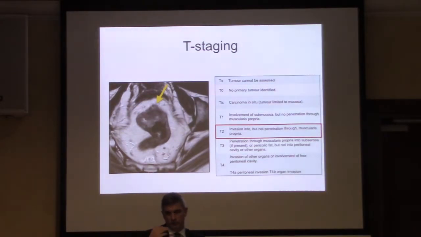Make sure that you look at the true axial or true coronal images, because this is just partial volume. This is a T2 tumour, and there is no infiltration. It's just that we've cut across the outer fibres of the longitudinal muscle of muscularis propria, and you're seeing those muscle fibres. It isn't local infiltration.